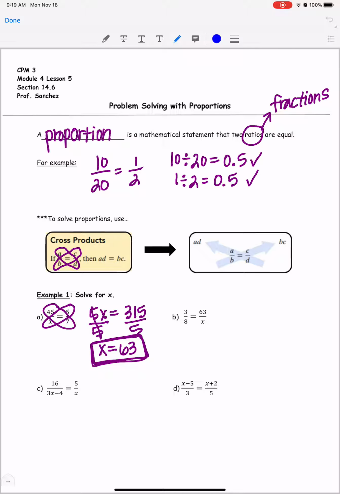Okay, so on A, we cross-multiplied this way first. But on B, I'm going to go the other way first because, again, that's where my x is. I like my x on the left side, but it does not matter what you do. So 3 times x is 3x, and 8 times 63 gives me 504. Divide both sides by 3. And x equals 168.